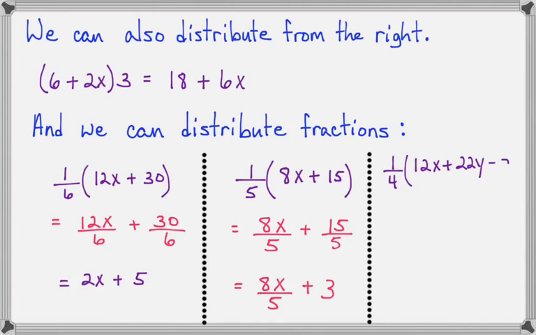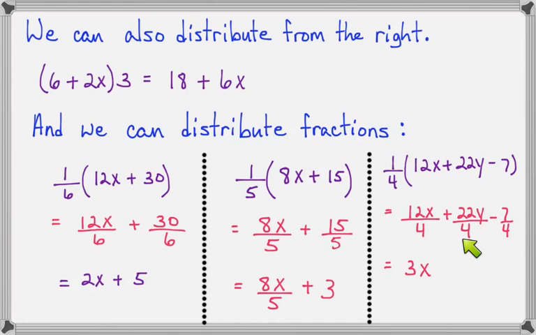And one last one. 1/4 times 12x plus 22y minus 7. So I'm going to distribute the 1/4. That means every term gets 4 in the denominator. And then I'm going to go back and simplify wherever possible. Here I've got 12 over 4, which makes 3. So that's 3x. For the middle term, 22 over 4 won't make a whole number, but it will simplify.